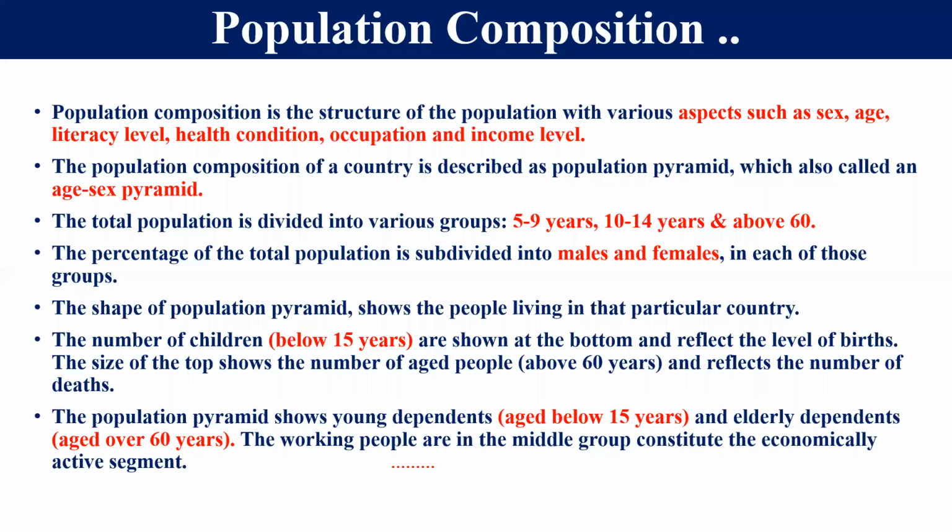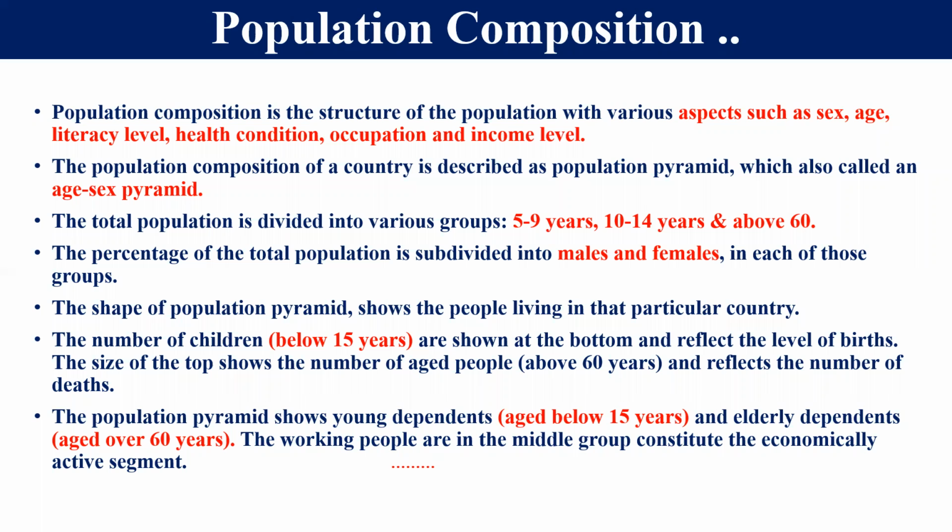The number of children, meaning below 15 years, is shown at the bottom. It reflects the level of the birth rate. The size of the top shows the number of aged persons, above 60 years, and reflects the death rate. In the next slides, I'll show you some population pyramids. In these pyramids, the bottom area shows the age group up to 15 years, who are called children, and the top area shows the people above 60 years.